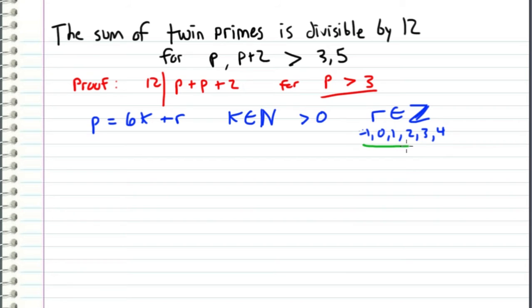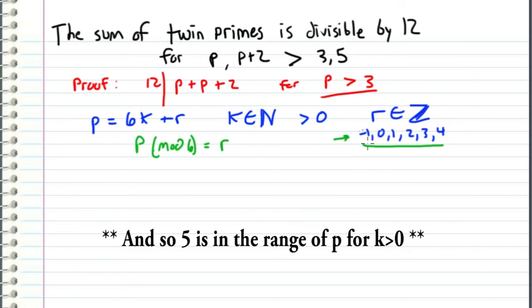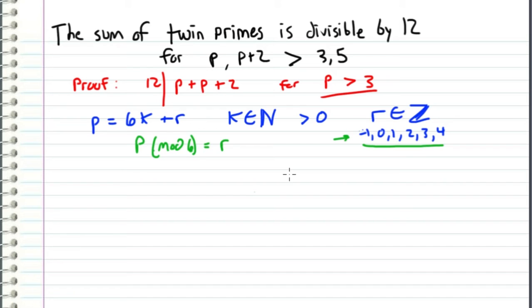The reason why I have this set of numbers is because if we take p mod 6, then this is equal to r. Therefore, r can only take on the values that I have listed right here. And the reason why I don't include 5 is because 5 is equivalent to -1. And the reason why I don't include 6 is because 0 is equivalent to 6 mod 6.